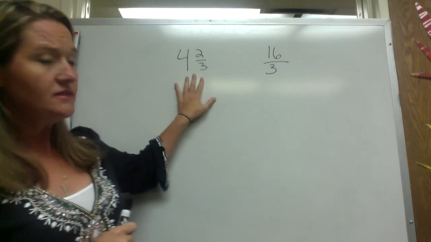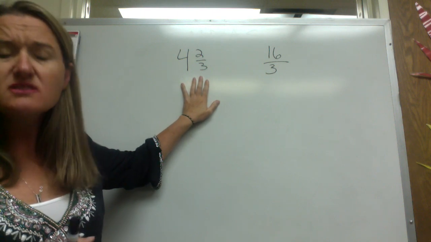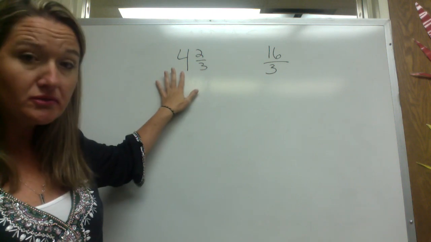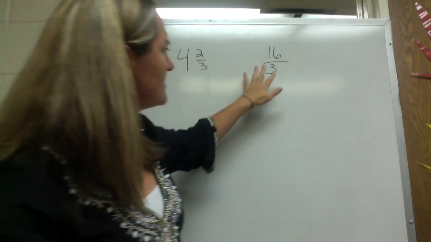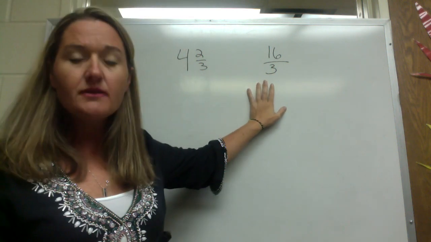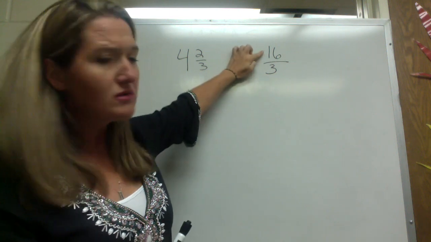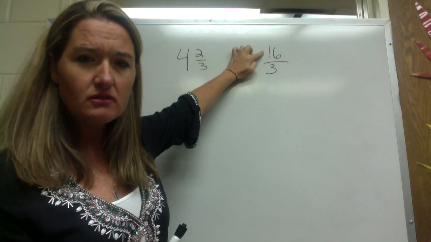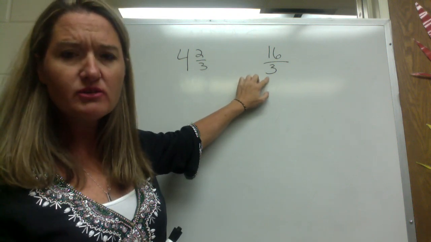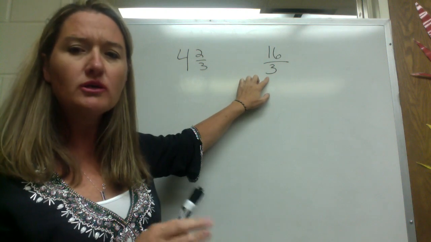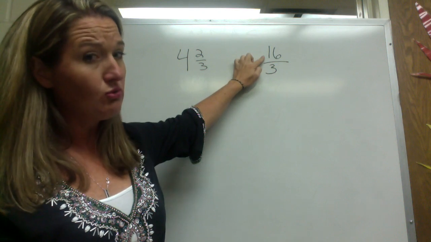This 4 2/3 is called a mixed number. It's a mixed number because it has a whole number and it has a fraction. 16/3 is called an improper fraction. It's an improper fraction because the number on top is bigger than the number on the bottom. Every whole is made up of 3 pieces, and we've got 16 pieces. We could make several wholes, can't we?